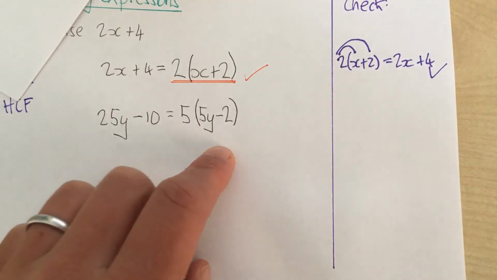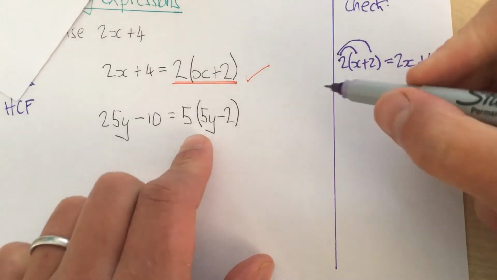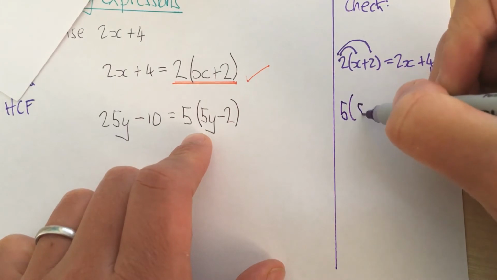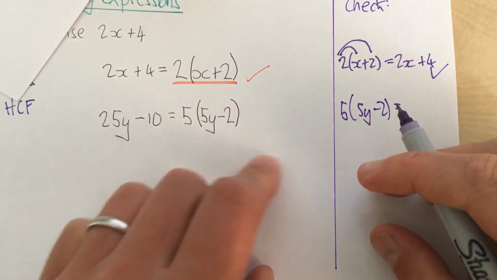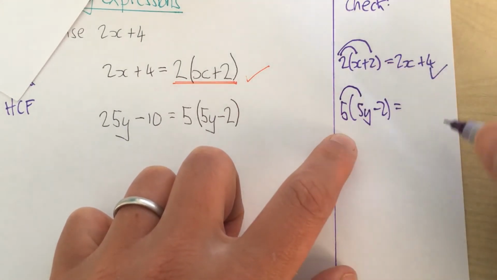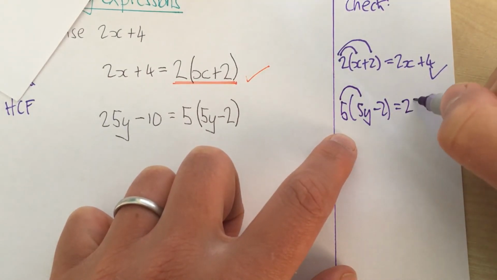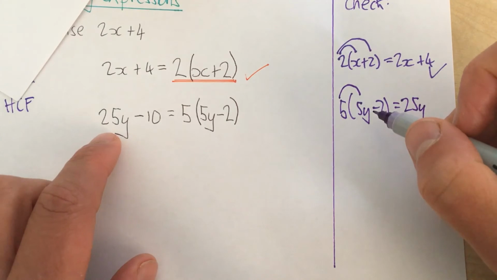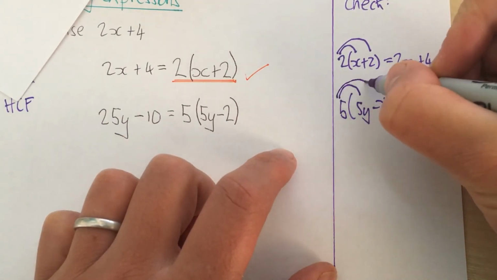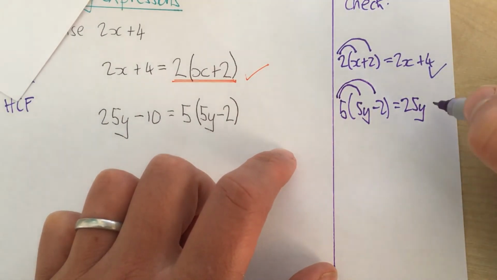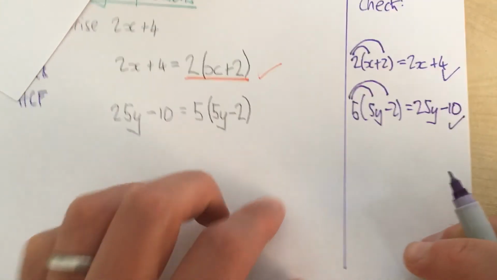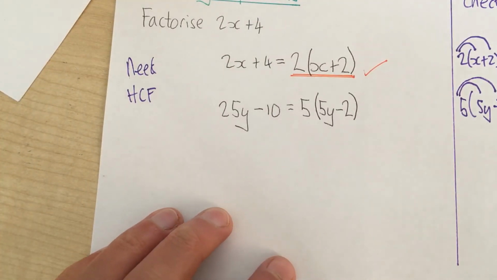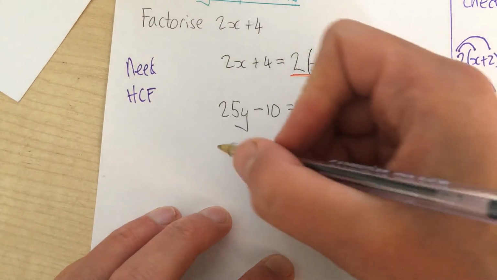Let's check it. Let's see if we expand these brackets whether we get our original expression. 5 multiplied by 5y is 25y. Looks good so far. And 5 multiplied by negative 2 gives negative 10. Great, it works. Let's do one more.